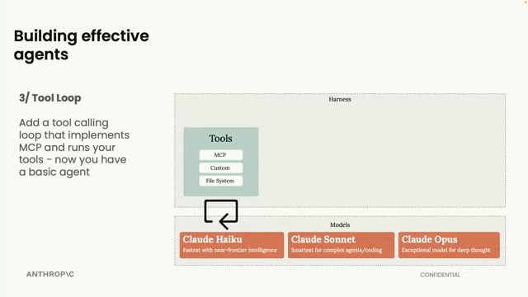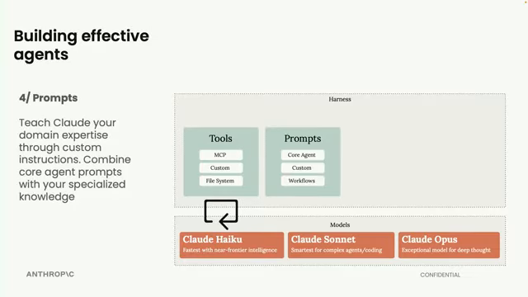Anyways, you've got tools, you run them in a loop, and then you have the prompts: the core agent prompts, the prompts for the tools, things like that.